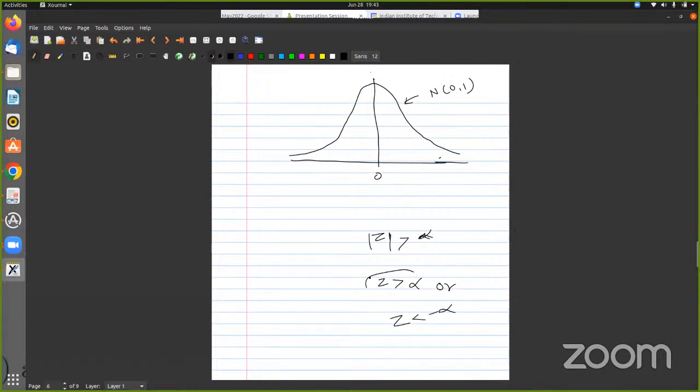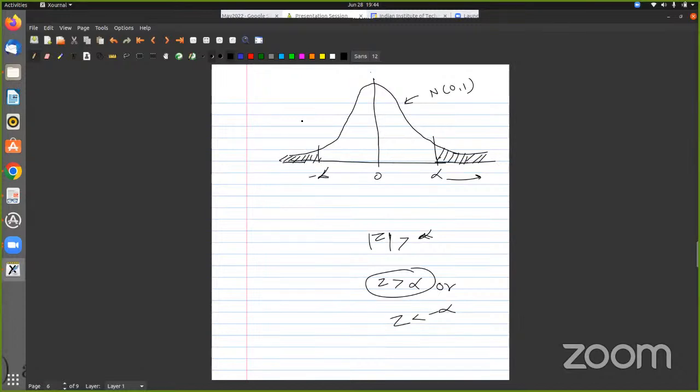So z is greater than alpha means which part? Let's say alpha is here. That means the right side of this, right? This probability, correct? Z greater than alpha is this side. And z less than minus alpha, so minus alpha will be here somewhere, means which area? The area towards the left side. And we know this is symmetric, right?